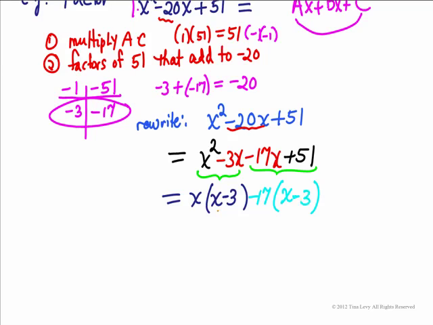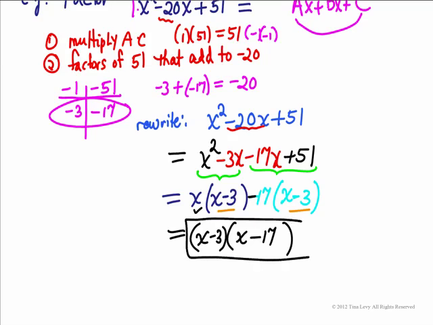We now have x minus 3 common to both of the terms. It's not in factored form yet because we have a minus between them. So now we factor out the x minus 3. The x minus 3 divided into x minus 3 cancels, and we have an x. Negative 17 times the x minus 3 with the x minus 3 cancels, and we have a negative 17. And now we have factored that problem.